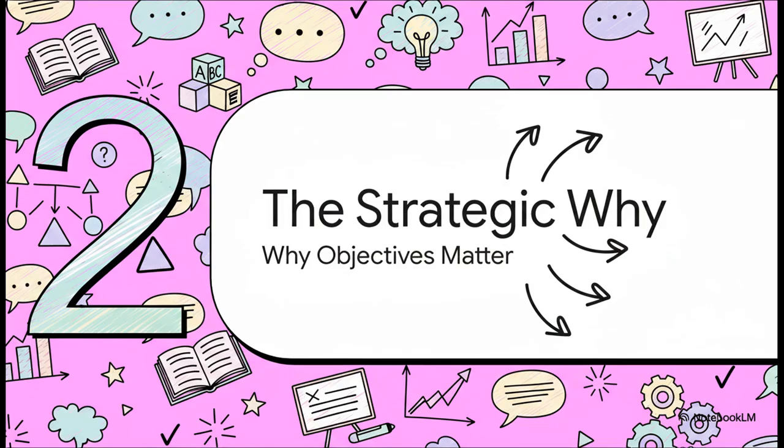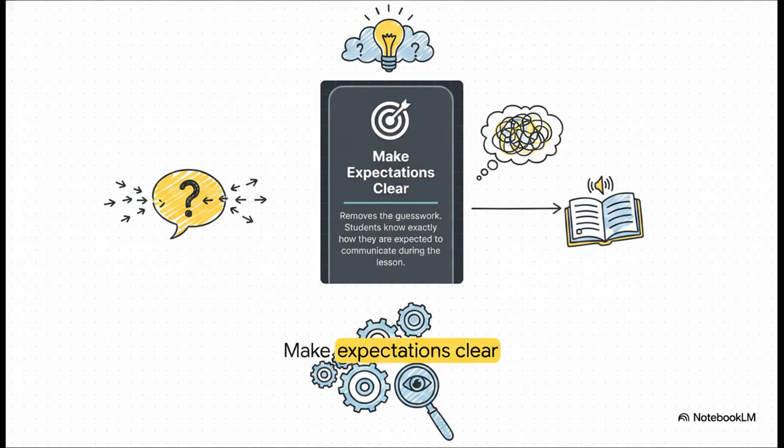Moving on to Section 2, the strategic why. Why do we actually need to put these on the whiteboard and systematically teach to them? Let's look at 3 main reasons. First, it makes expectations crystal clear by completely removing the guesswork. Have you ever asked a class to discuss something and gotten total blank stares? We've all been there. That's usually because the language expectation wasn't set. With a strong objective, students know exactly how they are expected to communicate during that specific lesson.